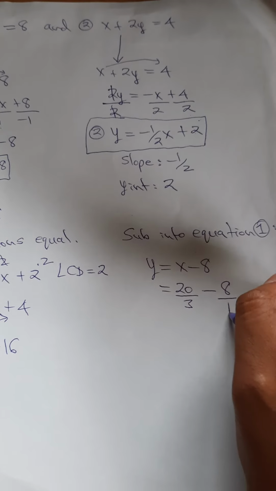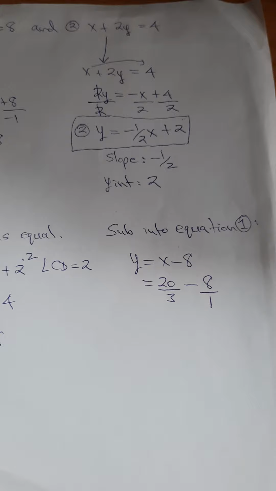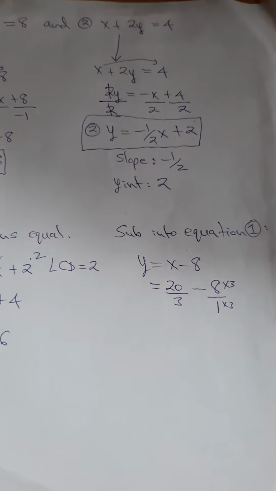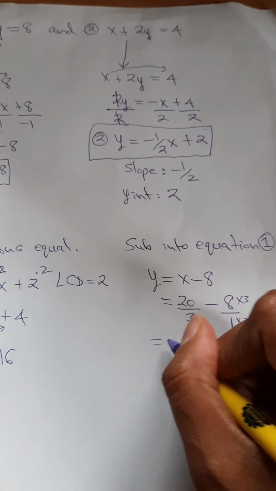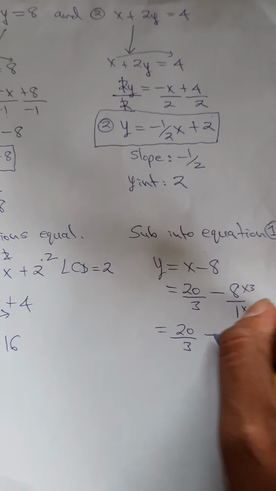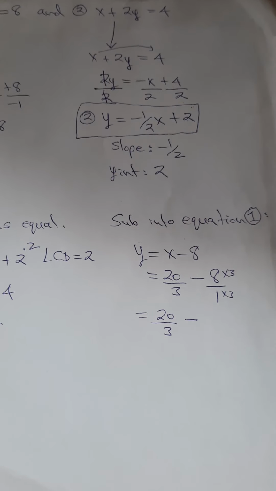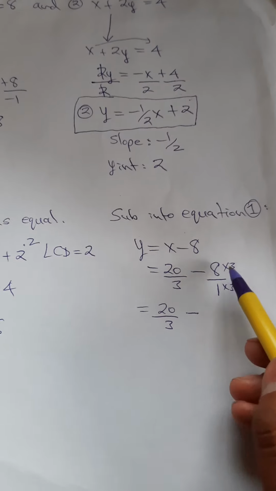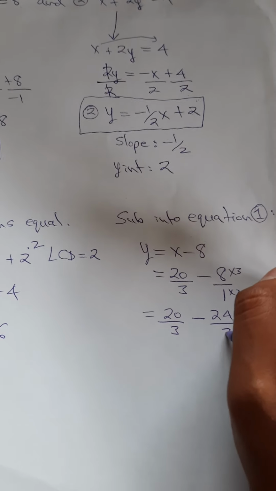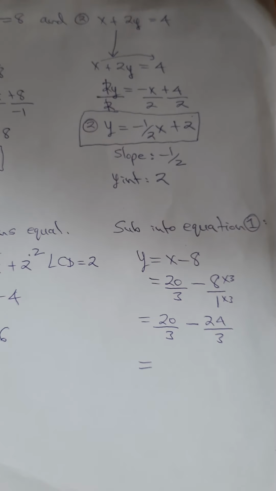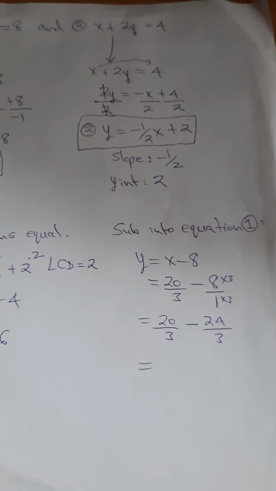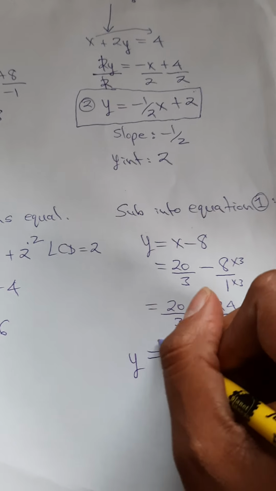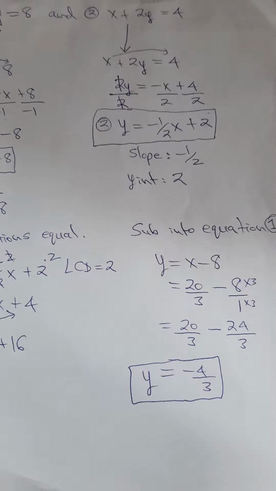I'm just going to put 8 over 1. We're taking a common denominator, so multiply the top and bottom by 3. Again, I'm showing you all the work here. You can maybe skip some steps, depending on your teacher, so make sure you're always asking your teacher about how many steps you need to show in your solution. So I'm doing 8 times 3 here, so 24 over 3. Then you subtract the numerators because the denominators are the same. 20 minus 24, negative 4 over 3, and this is equal to the value of y.